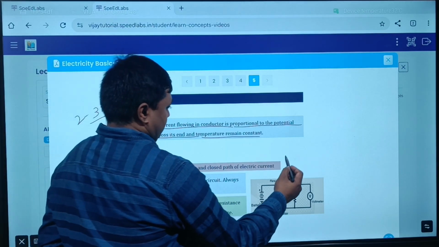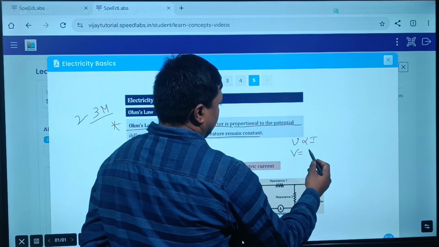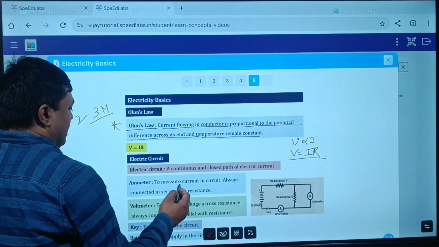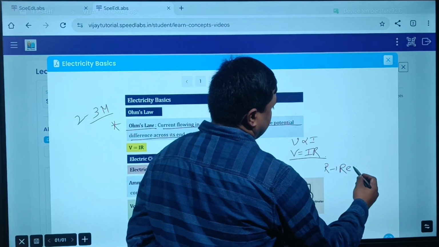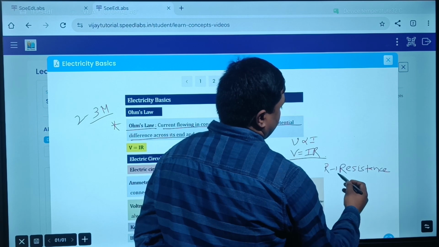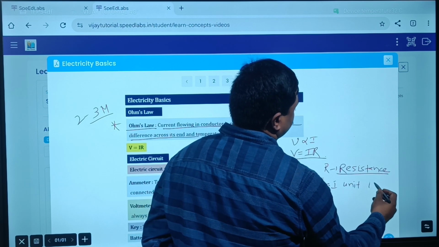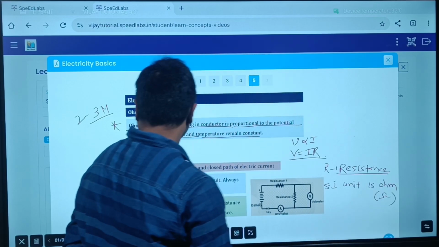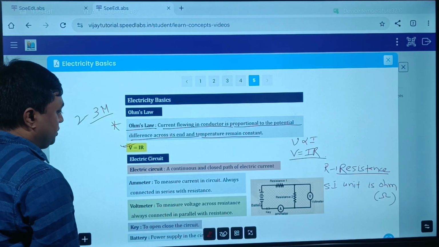Or we can write V is directly proportional to I. When you remove the proportionality, you have to put a constant. V is equal to IR, where R is called resistance. What is R called as? Resistance. It is a constant of proportionality. And SI unit is what? SI unit of resistance is ohm. We write the symbol like this, ohm. So V is equal to IR is the Ohm's law expression.